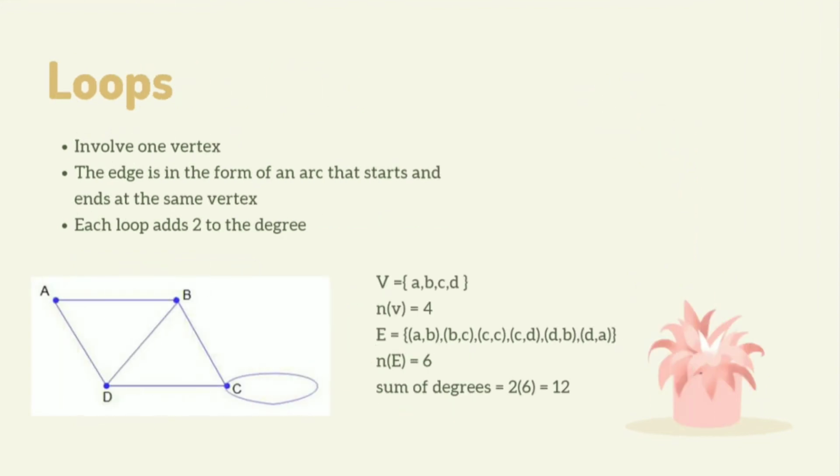Loops. Loops involve one vertex. The edge is in the form of an arc that starts and ends at the same vertex. Each loop adds 2 to the degree. Look at the edge. There is C to C. This is the correct way to denote loops.